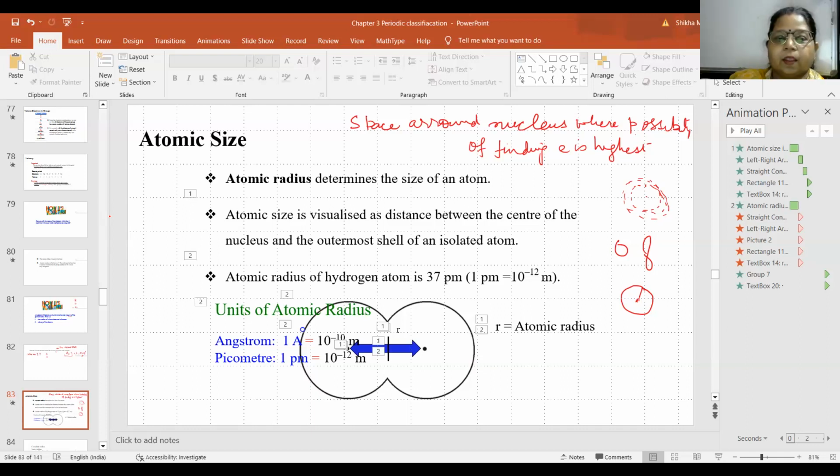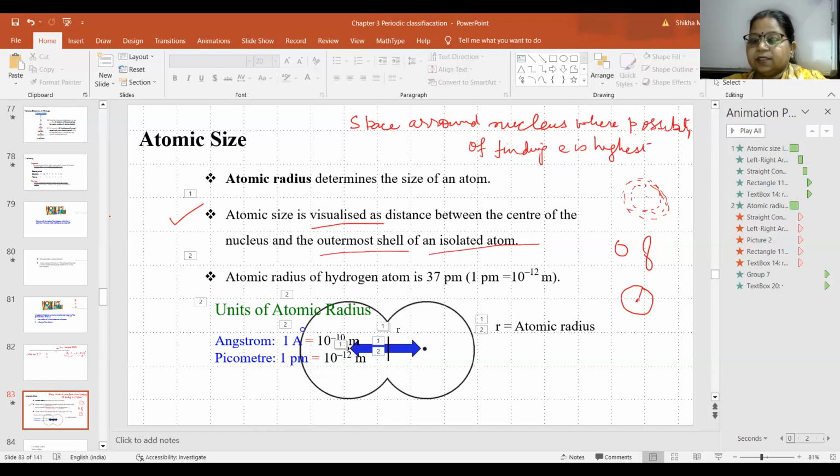So this is the classical definition which you have to keep in your mind, that atomic size, again, what is the word used here, it is visualized. It is not a rod. Visualized as a distance between the center of the nucleus and the outermost shell of an isolated atom. There is a purpose of putting the word isolated. Isolated means it is not attracted towards anyone else.